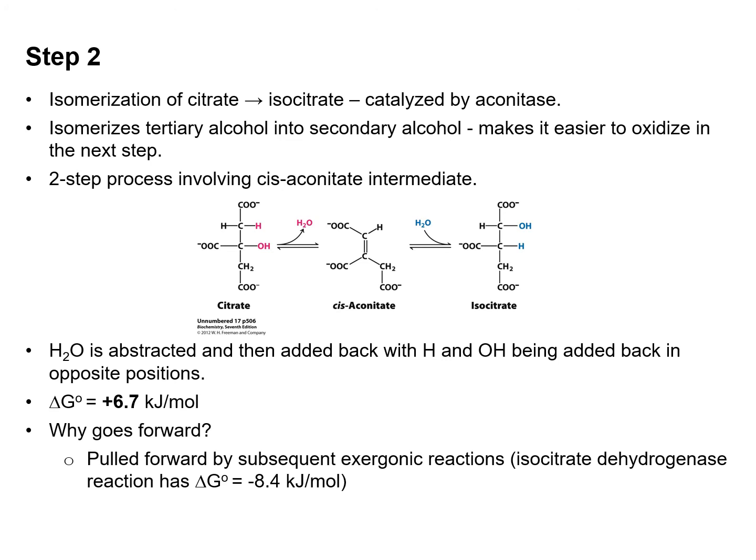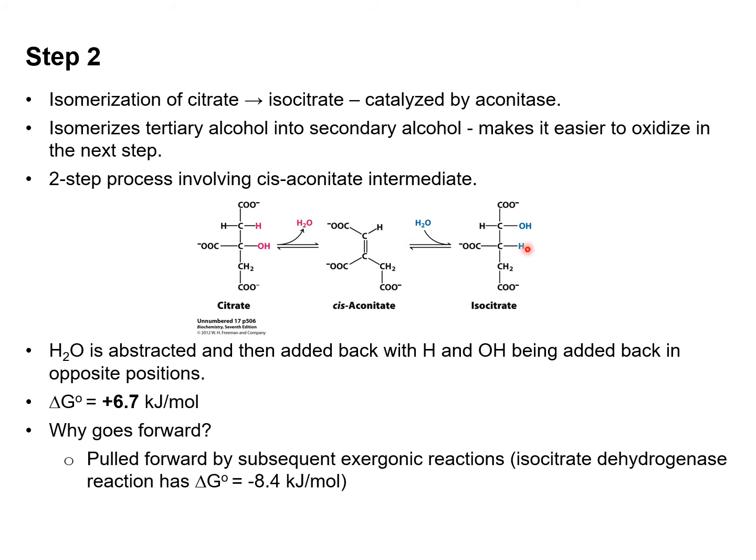In step 2, citrate is isomerized into isocitrate, which is catalyzed by aconitase. This aconitase isomerizes a tertiary alcohol, which is citrate, into a secondary alcohol, which is isocitrate, which makes it easier to oxidize in the next step. And this is basically a two-step process involving the cis-aconitate intermediate. Here, a water molecule is abstracted from the citrate and then added back as the H and OH, but now in the opposite position when you compare it with citrate.